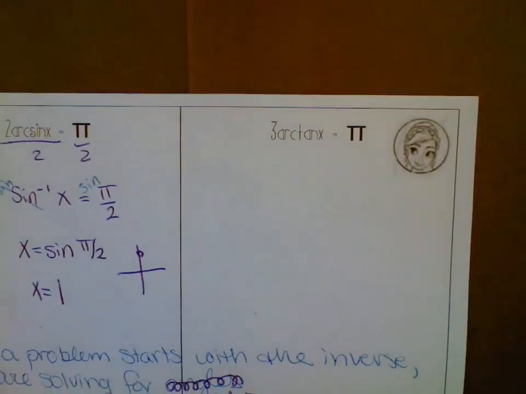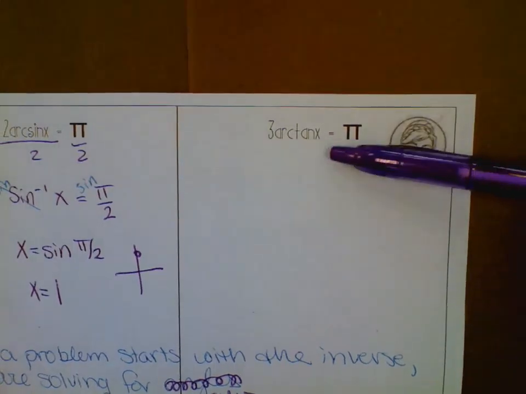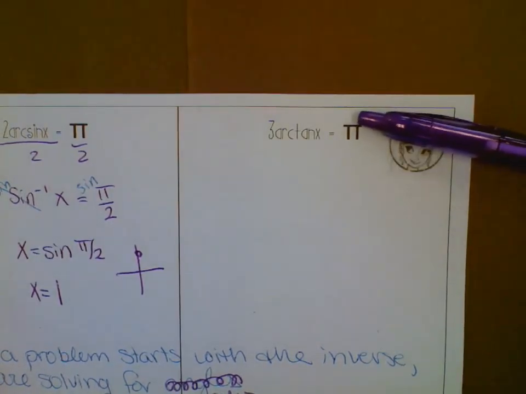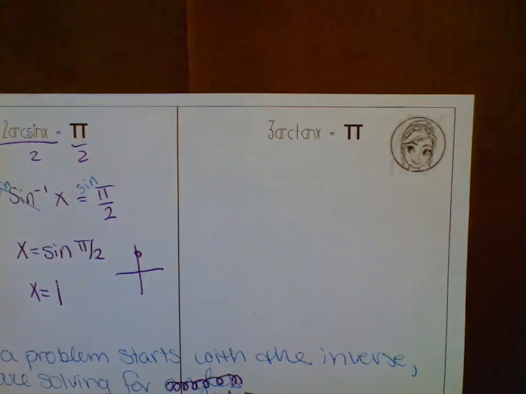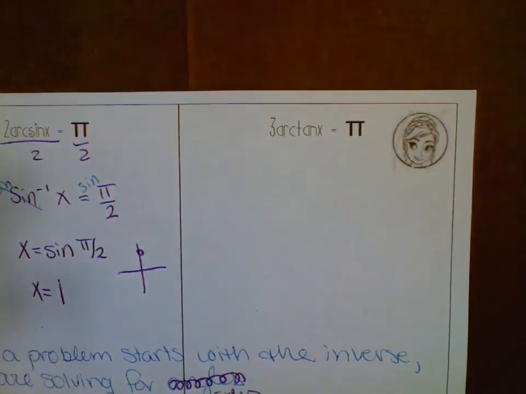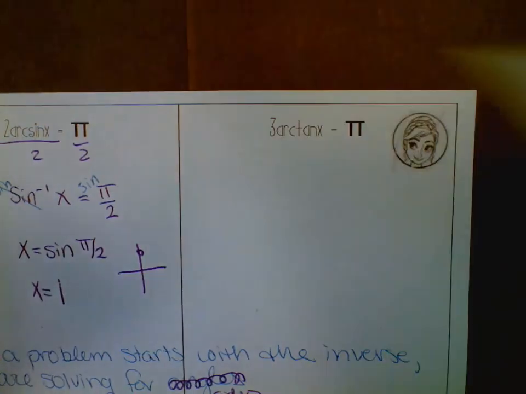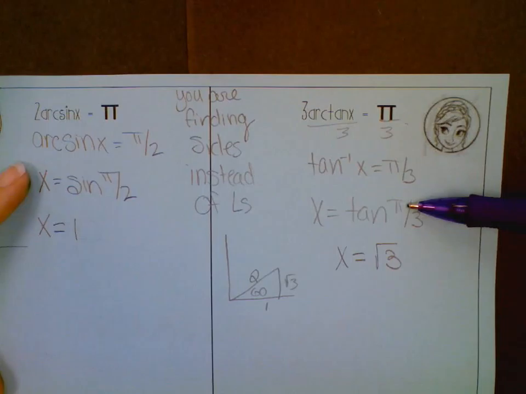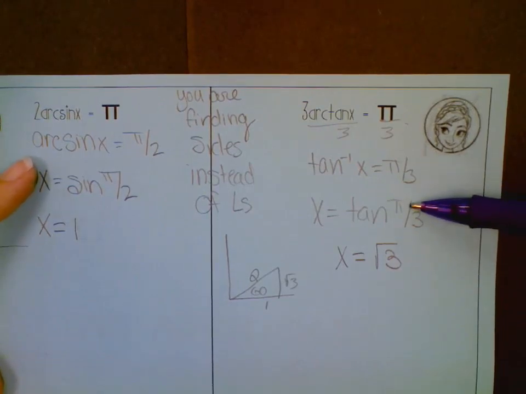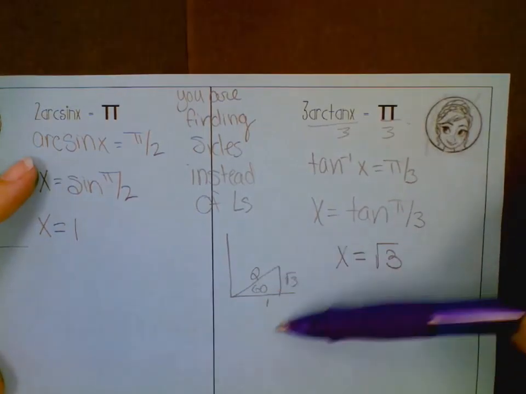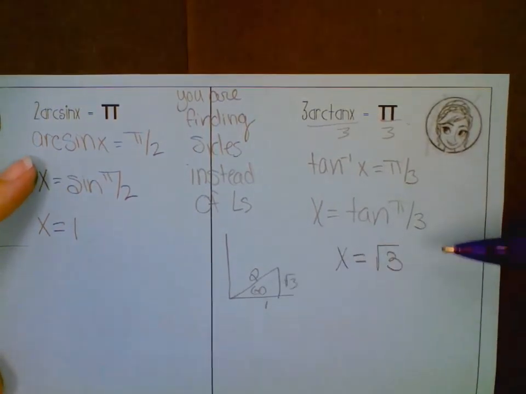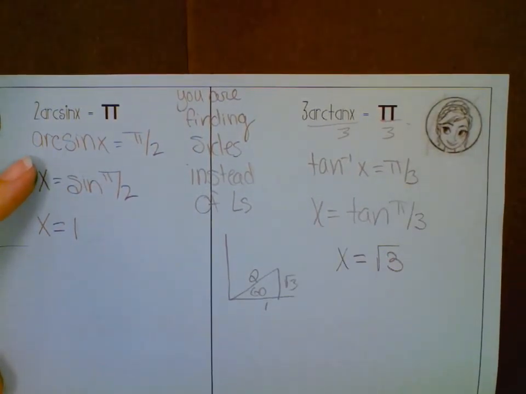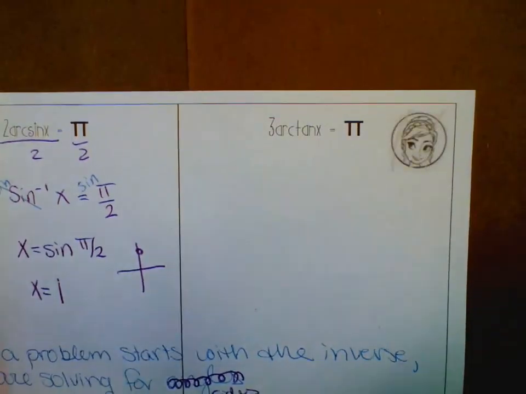Let's try the next, well, why don't you pause and try this one. Okay, so I hope you got root 3. So we first would divide by 3, take the tangent of both sides, so we'd have tangent of pi over 3. And then we look at that triangle, pi over 3 is equal to 60, so the tangent would just be root 3. Okay, good. So let's look at the bottom.